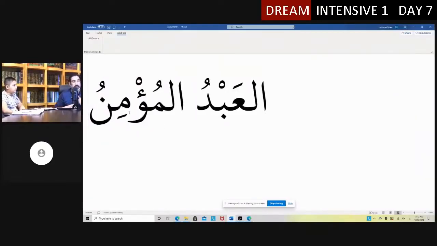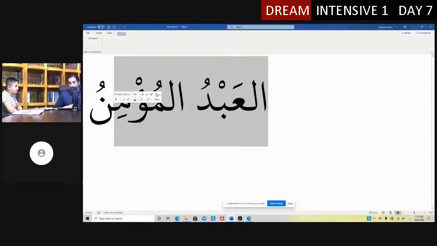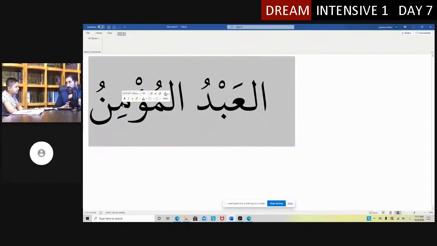Mu'min means believer or believing, and abd means slave. What does al-abdul mu'minu mean? The believing slave. I know that because they both are proper, they're both singular, both masculine with no sign of feminine, and they're both rafa. They match.